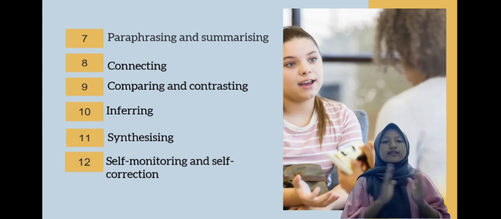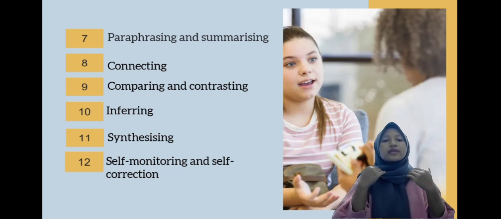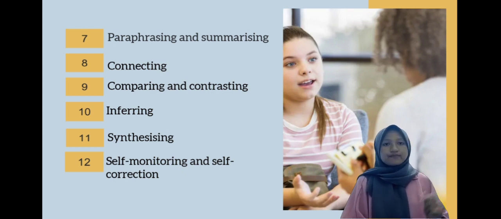Strategy number 10, inferring. Effective speakers and listeners will make conclusions about their talk. This strategy allows students to move beyond the literal text and to make assumptions about matters that were not actually stated. Students can guess the meaning of a new word by using acoustic, vocal, or lexical information. For example, students guess the meaning of the new word with the tone or volume of the speaker.